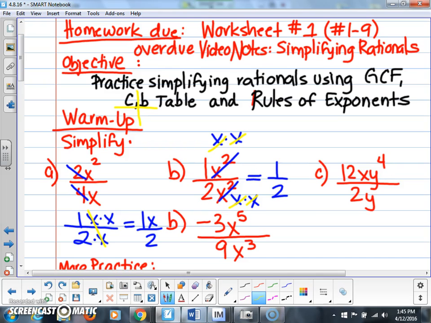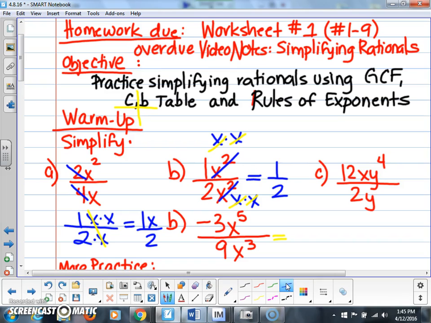Go ahead and flash me your answer for the next one: negative 3x to the power of 5 divided by 9x to the power of 3. I only see half of you flashing me right now. The correct answer is, actually I think all of you got it. Sorry, not 6x. Unless I'm looking at the wrong one. I think you still miss one.